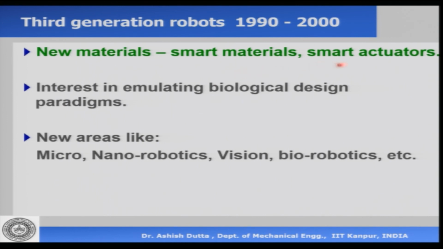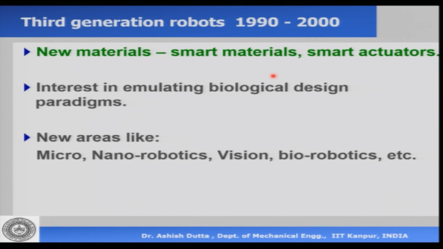Now new materials, new actuators, interest in emulating biological design paradigms, and we had a lot of new areas like micro, nano robotics, vision, biorobotics, etc. It is interesting to note that smart materials based actuators and sensors gave the ability to make very, very small robots, say micro robots or nano robots, and they enabled actuation in different ways.